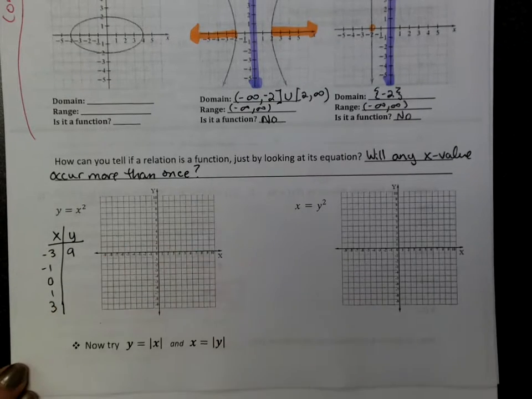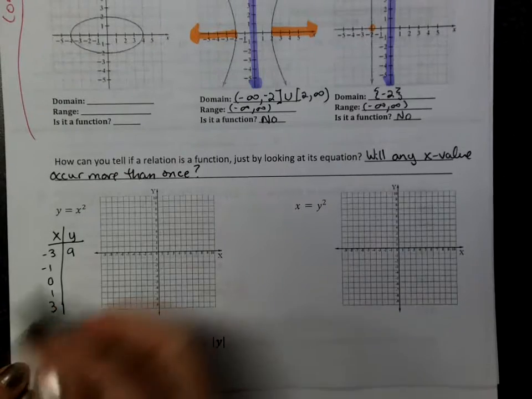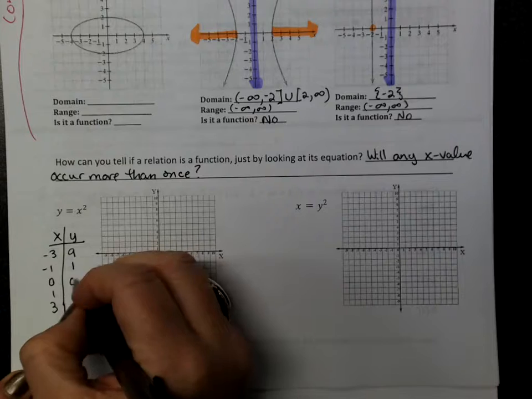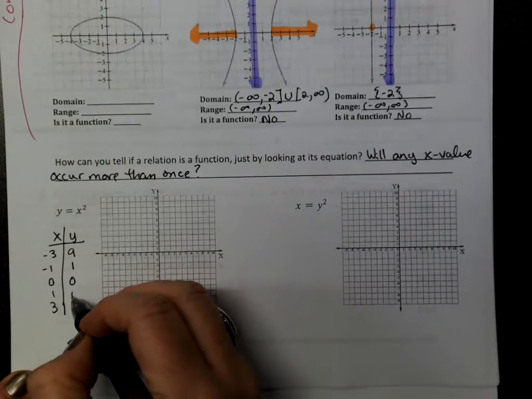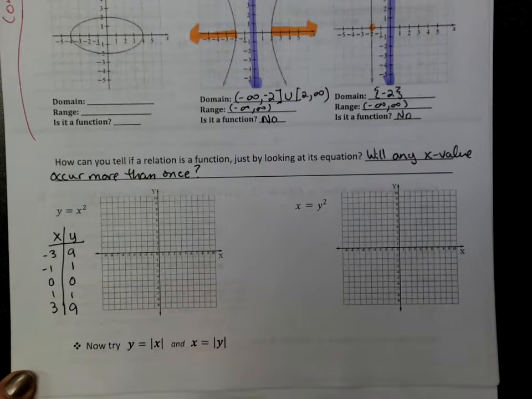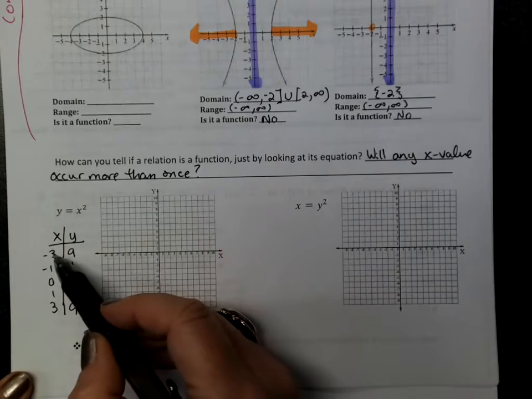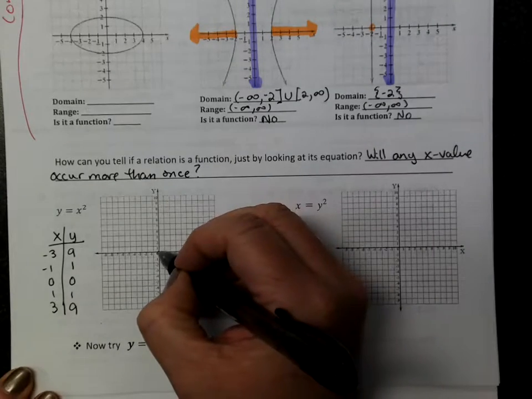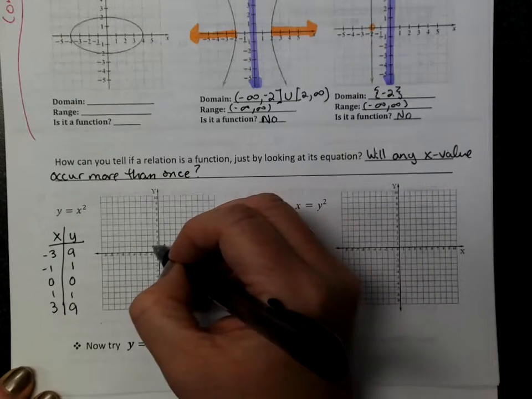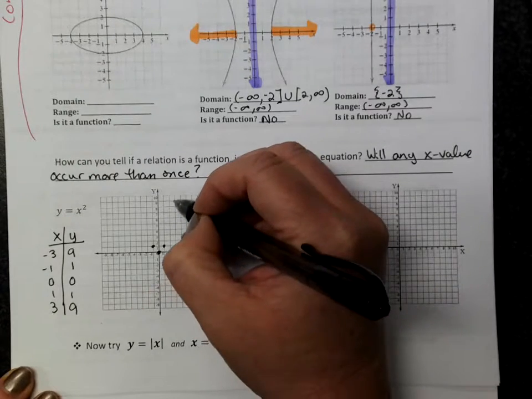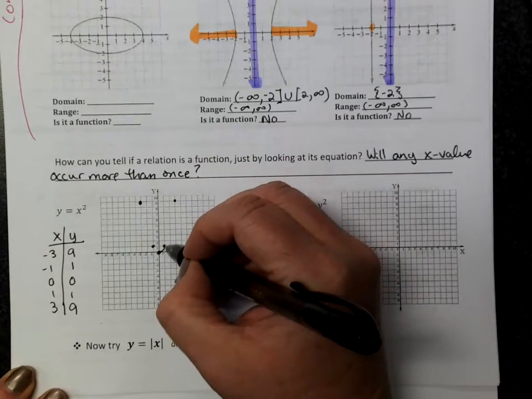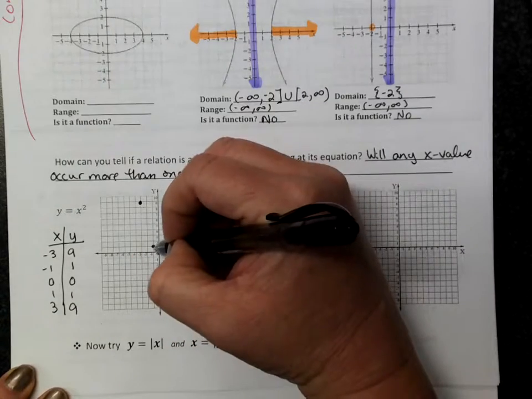This is -3 times -3 is 9. -1 squared, 0 squared, +1 squared, and 3 squared. So you see we got some repeated, you plug in -3 or 3 and you get +9. You got some repeated y values. Throw that on the graph real quick. Connect the dots. We have our parabola.